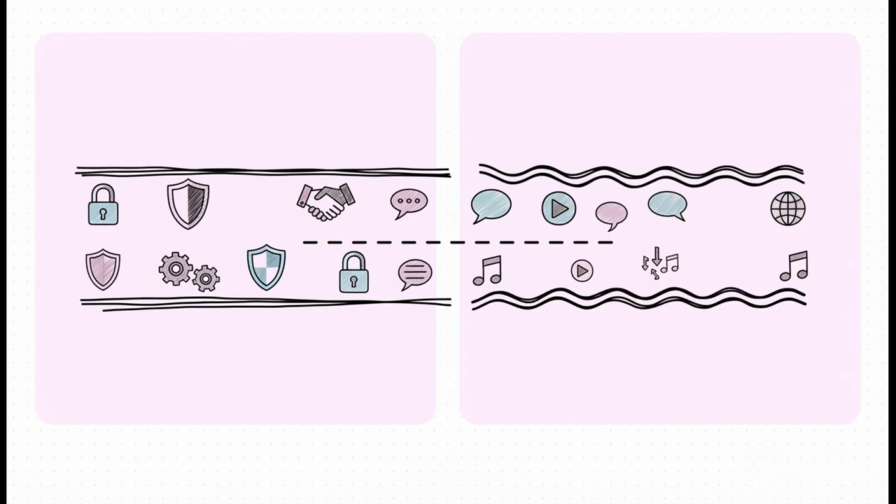Think of it like air travel, okay? Over on the left, you've got the control plane. This is like the air traffic control system. It's not carrying the passengers. It's handling all the signaling, the authentication, the coordination, all the background stuff that makes sure your flight or your connection is set up correctly and safely.